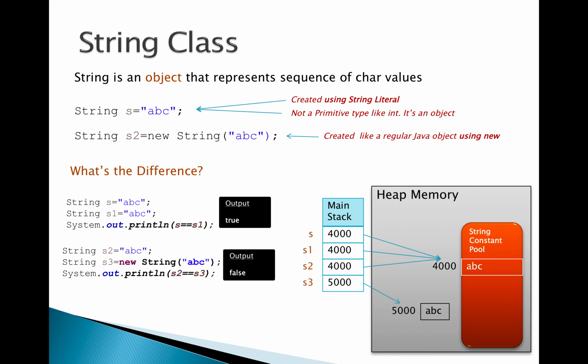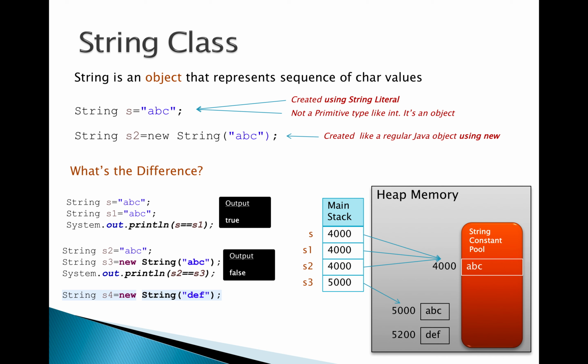Let's say we are doing s4 equal to new String("def"). What is going to happen here? Same. When I say new String, it is going to create it in the heap memory. So it's going to create def in the heap memory, but it is also going to do one more thing. Not only does it create def in the heap memory location, it's also going to create def in the string constant pool.